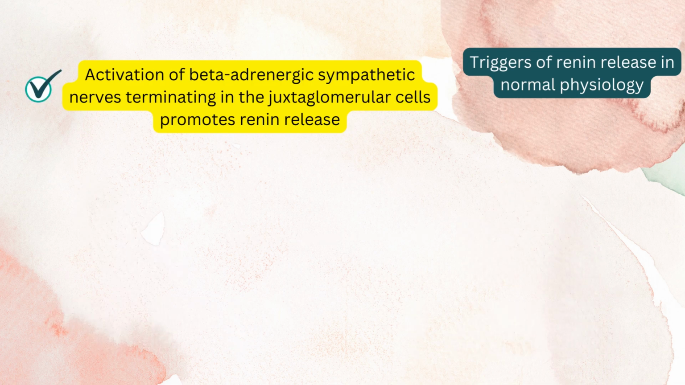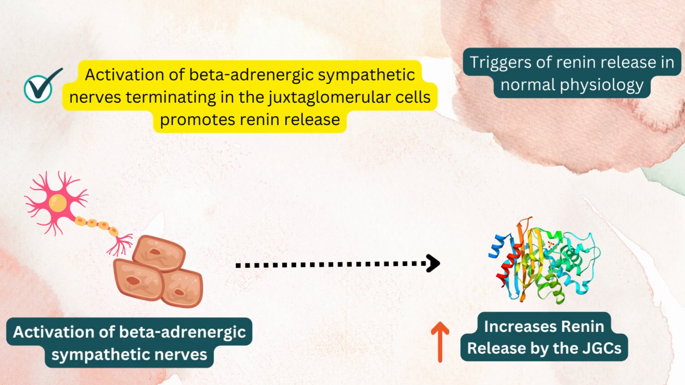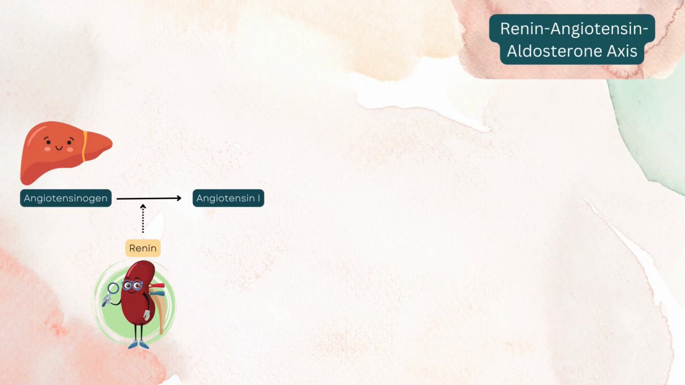Finally, activation of beta-adrenergic sympathetic nerves terminating in the juxtaglomerular cells promotes renin release as well. This is because juxtaglomerular cells contain beta-1 adrenergic receptors on their cell surface. Next, we will review the role of the rate-limiting enzyme renin in the renin-angiotensin-aldosterone axis.